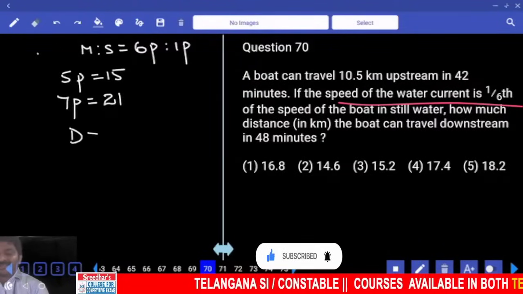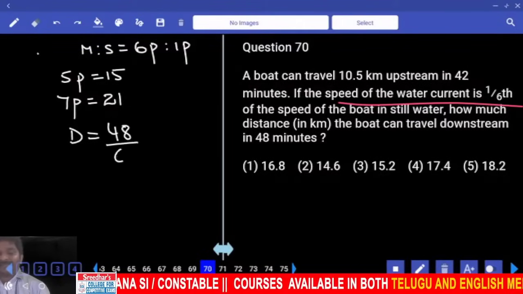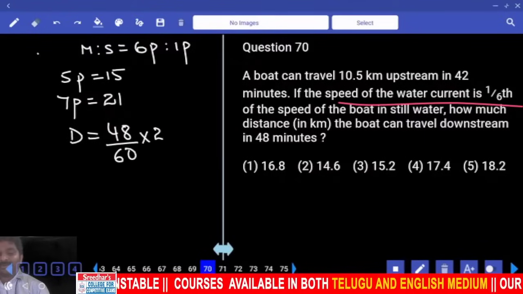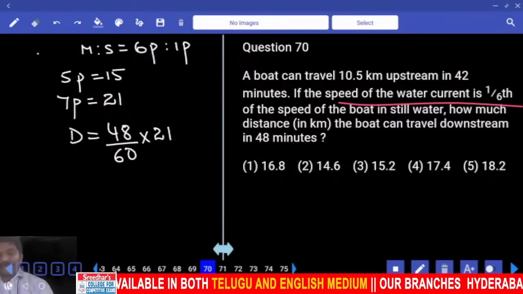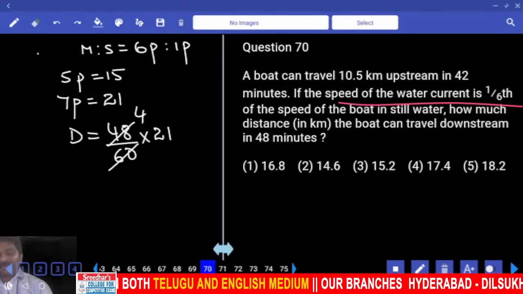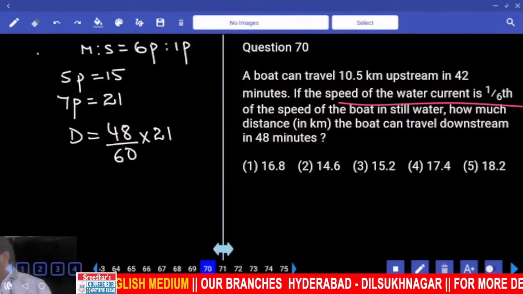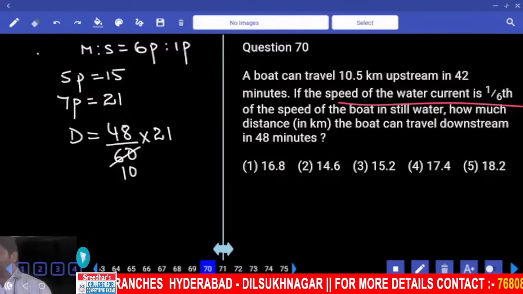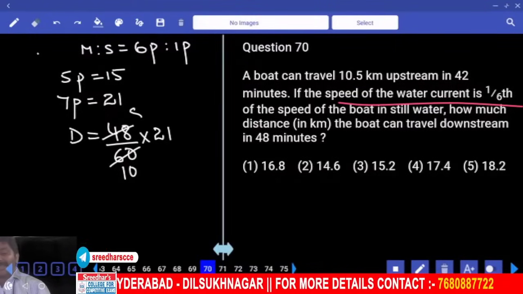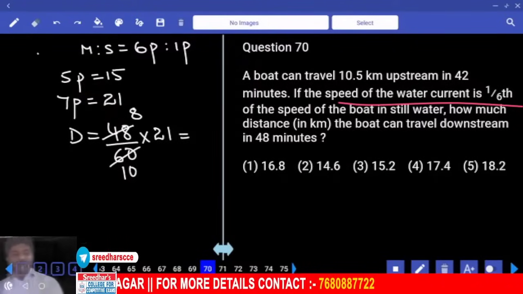Now the question is the distance covered in how much time? 48 minutes converts to hours, into 21. Yes, 12, 4 times. Otherwise, wait a minute. I don't want to change 0 from the denominator, so go for cancellation with 10 only. 6, 10 will be here. 6, 8 times numerator 168 by 10, 16.8.